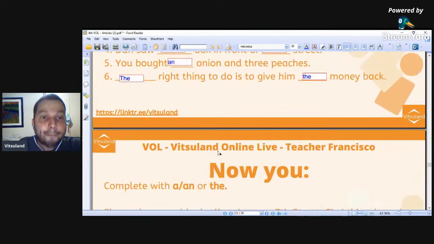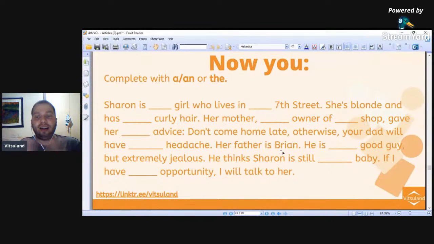Okay. Now we have a text, a short text here. You're going to complete with a, an, or the. So what do I suggest when you have this kind of exercise? I think I told you in the first video, I'm going to repeat it now. Read the whole text to understand the context, and then come back and complete the blanks. Okay, so Sharon is the girl who lives in the street. She's blonde and has curly hair.